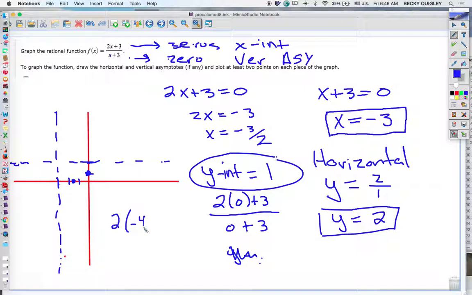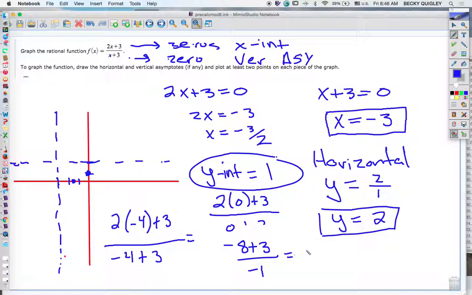So 2 times -4 plus 3 divided by -4 plus 3. So that gives us -8 plus 3 divided by -1. So -8 plus 3 is -5 over -1. That gives us 5. So we know an ordered pair on the graph is (-4, 5). So I'm going to go over -4 and up 5.